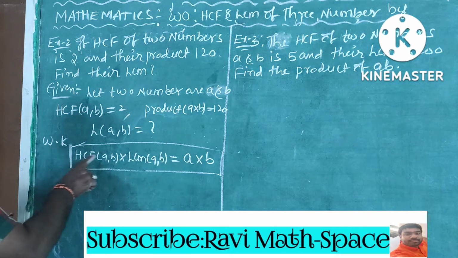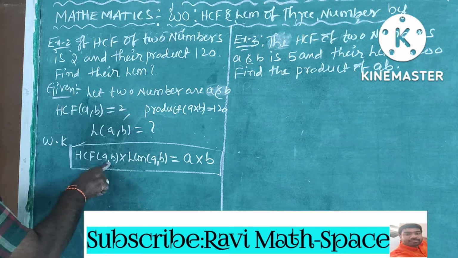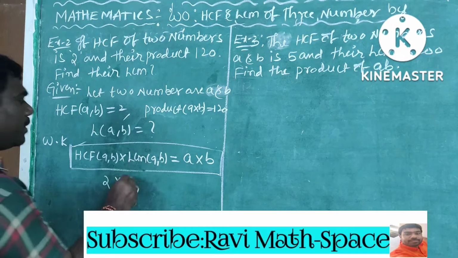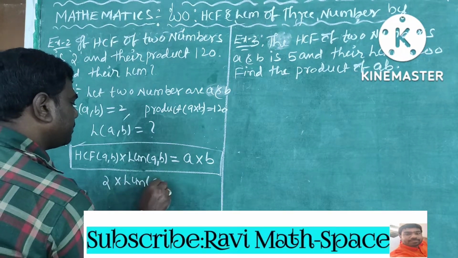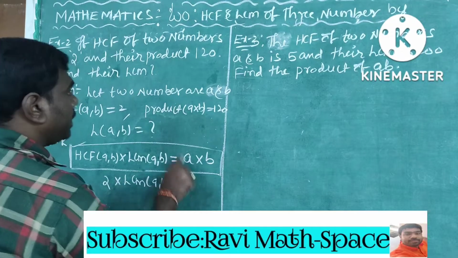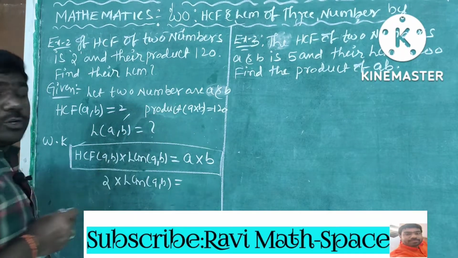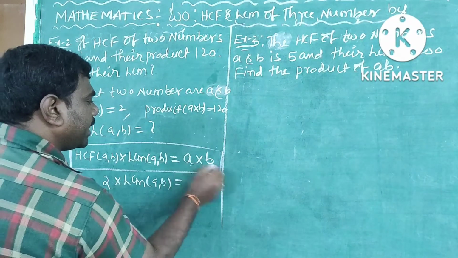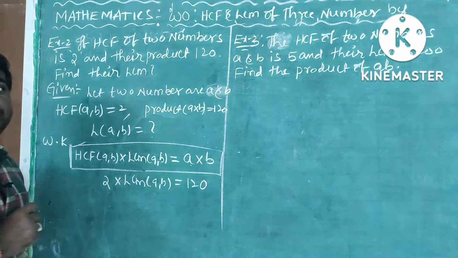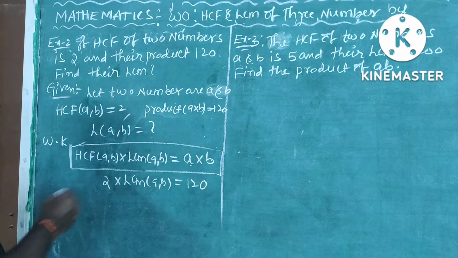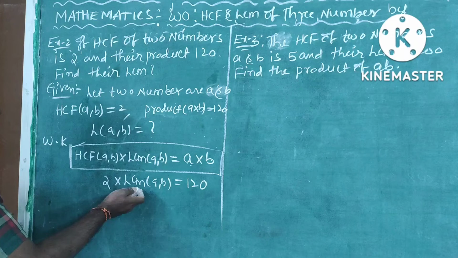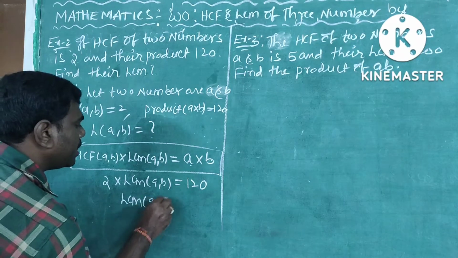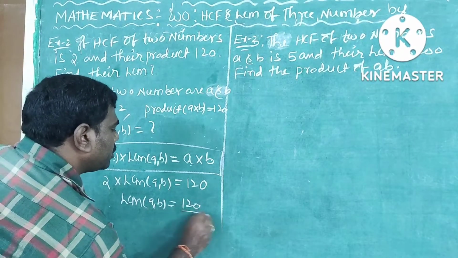See here, HCF. What is the HCF of the two numbers given here? 2. LCM of two numbers is not given, right? And also given in the question, A into B, which is the product of two numbers. How much is given directly here? 120. Therefore, LCM is what I want, so transpose that side. LCM of A comma B is equal to 120 by 2.